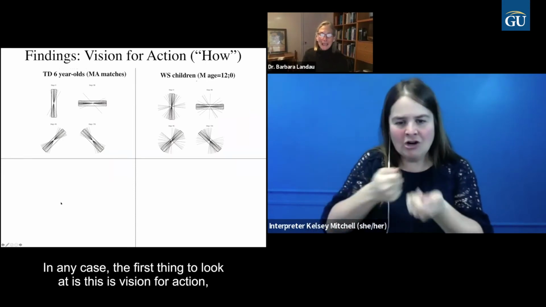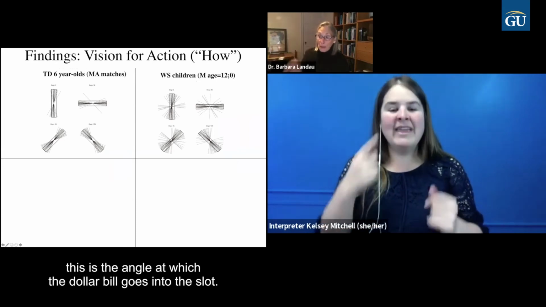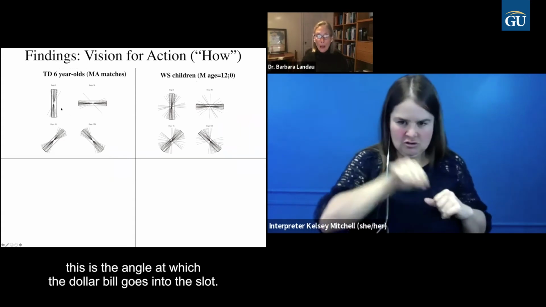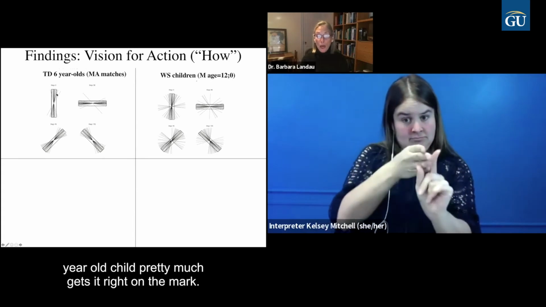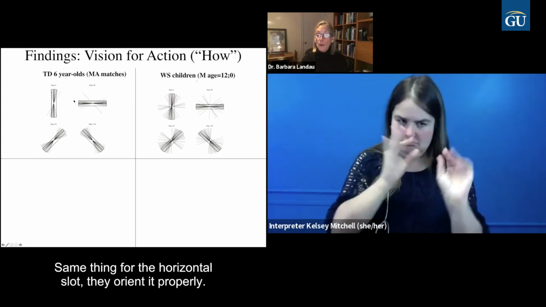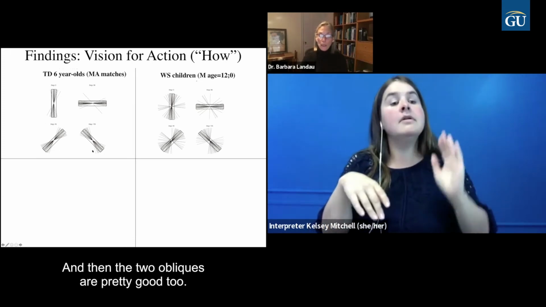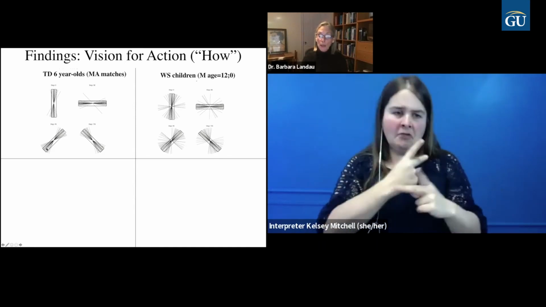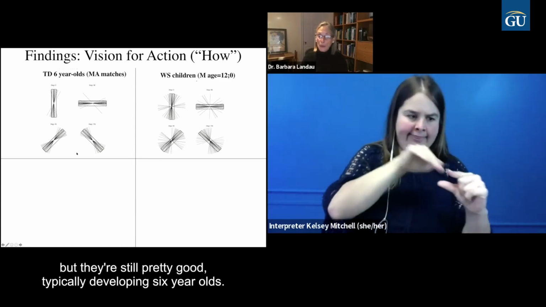In any case, the first thing to look at is this is vision for action. This is the angle at which the dollar bill goes into the slot. So for degree 0, the vertical, a typically developing 6-year-old child pretty much gets it right on the mark. Same thing for the horizontal slot. They orient it properly. And then the 2 obliques are pretty good too. They're pretty well tuned to their slot. The slot is underneath it. So there's more noise here in these 2 cases than there is here or here, but they're still pretty good.